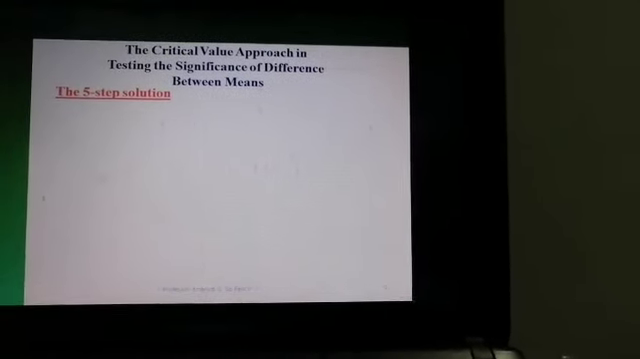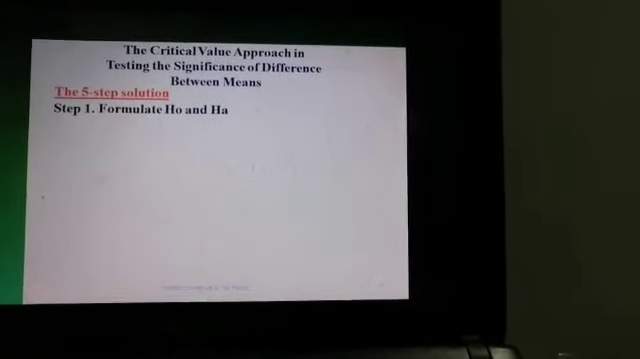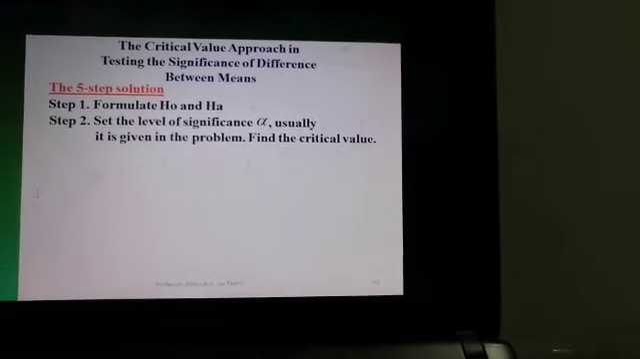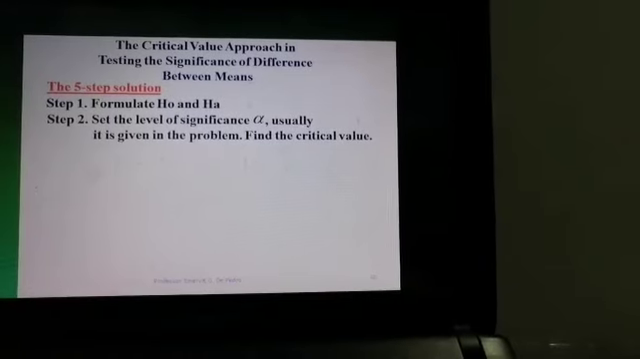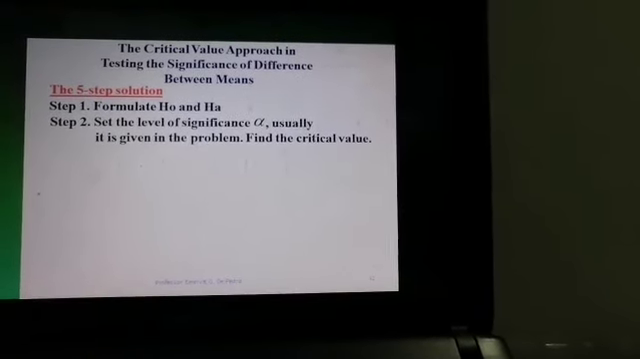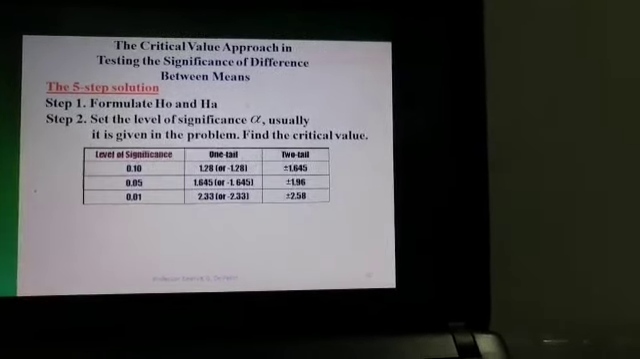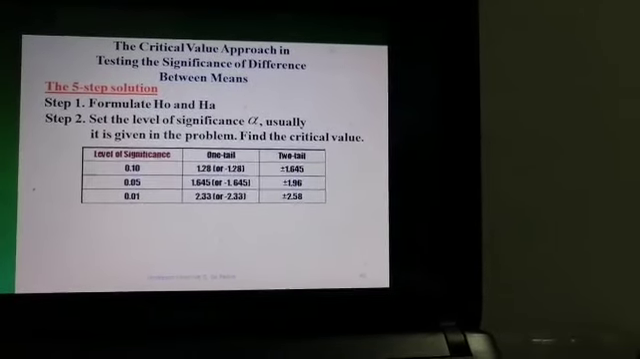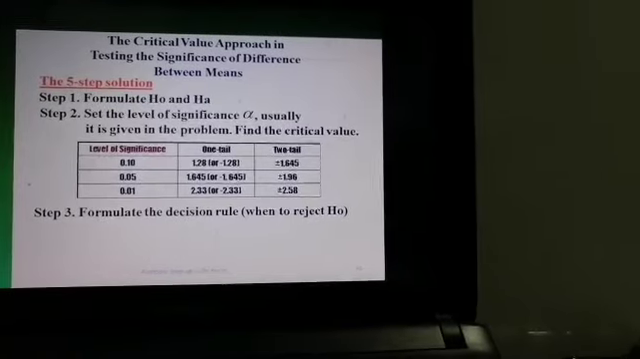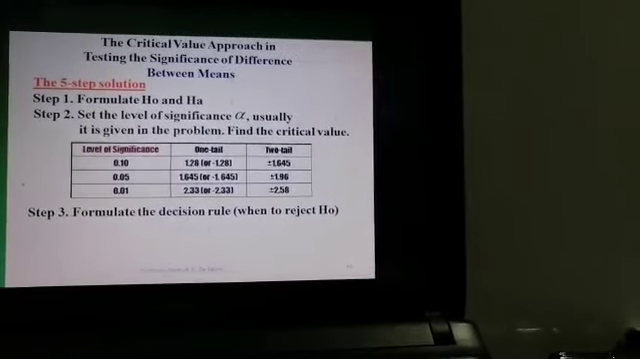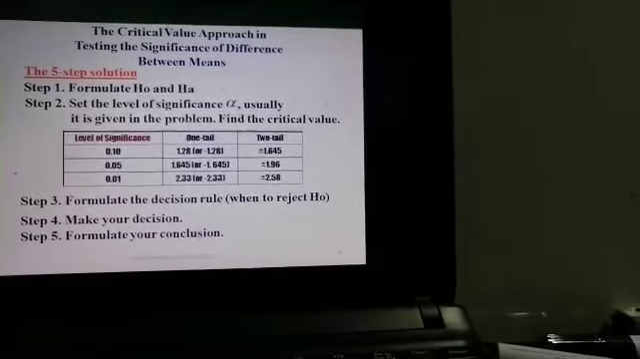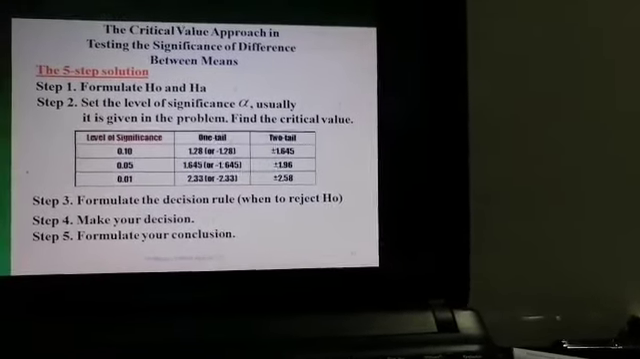So I will just have to spell out the steps. We begin with the critical value approach. The first one is to formulate H0 and HA. Set the level of significance alpha. Usually it's given in the problem. And then find the critical value. Do you remember this table? I've shown you this in our last discussion. And then for the third step, you formulate the decision rule, so when to reject H0, and then you make your decision, and then you formulate your conclusion.